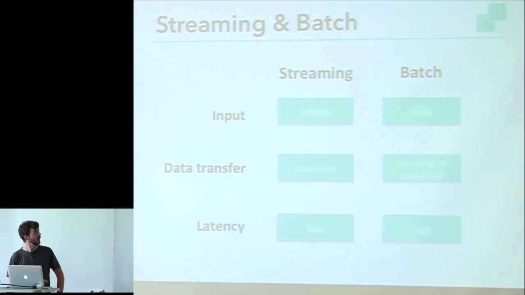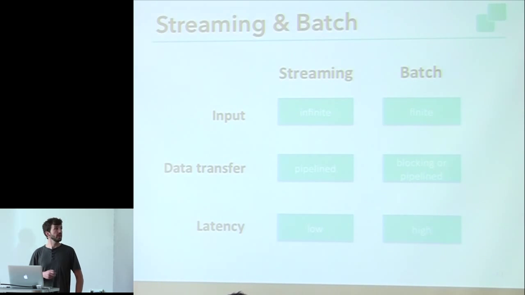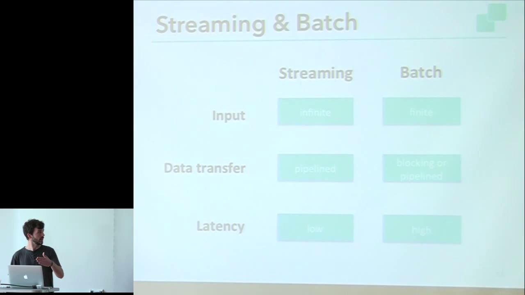What is the difference between streaming and batch? Really simplified, we have these 3 categories: input, data transfer, and latency. On the streaming side, we have possibly infinite input, and the data goes through the program in a pipelined way, so there's no materializing of the results between the operators, but the data goes through. Generally, it's nice to have a low latency for streaming. It doesn't have to be low, but it should be, because you want results fast, and you want to ideally run your streaming applications in real time.